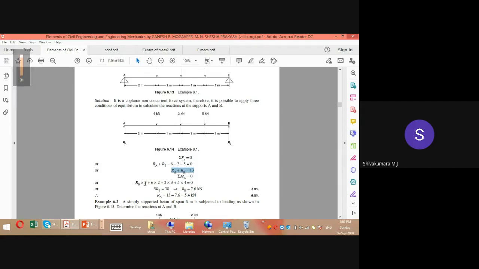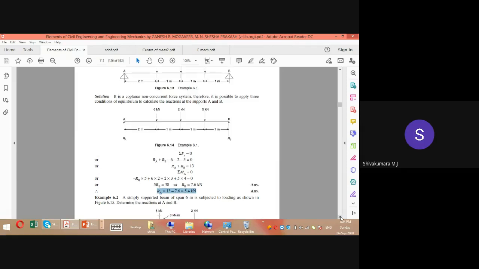So it is minus Rb into 5, plus 6 into 2, plus 2 into 3, plus 5 into 4, equal to 0. So you will get the value of Rb as 7.6. So by using the equilibrium condition, assuming Ma equal to 0, we got the value of Rb. Substitute this value in the first equation, and you will get Ra equal to 5.4. This is one simple example for the analysis of a coplanar non-concurrent force system under equilibrium condition.